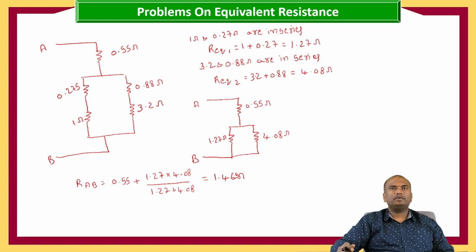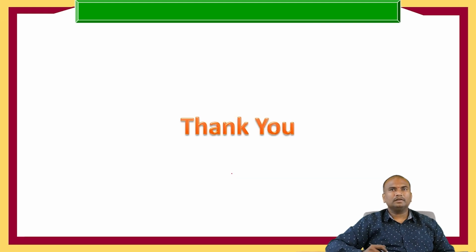This is the way we have to calculate the equivalent resistance when we are having either star or deltas in the given circuit. In this session, I have discussed several problems on star to delta and delta to star transformation.